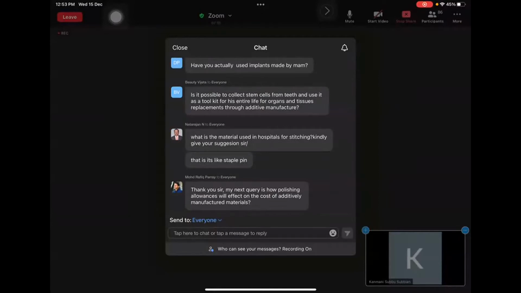What is the material used in hospitals for stitching? Kindly give your suggestion. That is like a staple pin. They're saying nowadays they're putting a staple pin. That is easiest. Okay, so there are two ways to do it. The first is the staple pin, and the other way is thread. Let's say if the injury is grievous and the surgery has to take place in multiple steps, they use staple pins, and staple pins are again made of cobalt, chromium, and all these biocompatible materials.